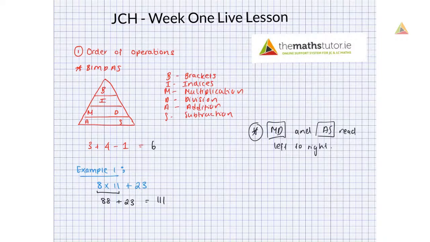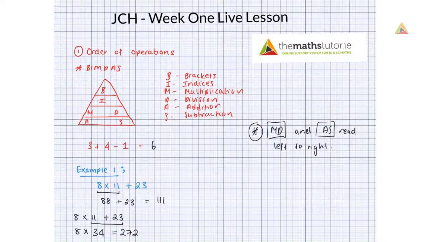Now, just for curiosity reasons, I'm going to show you what would happen if you didn't multiply first and you did it the other way. So 8 by 11 plus 23. So we'll say we did the adding bit first. So 11 plus 23 is 34. Now if you then multiply 8 by 34, you're going to get 272.